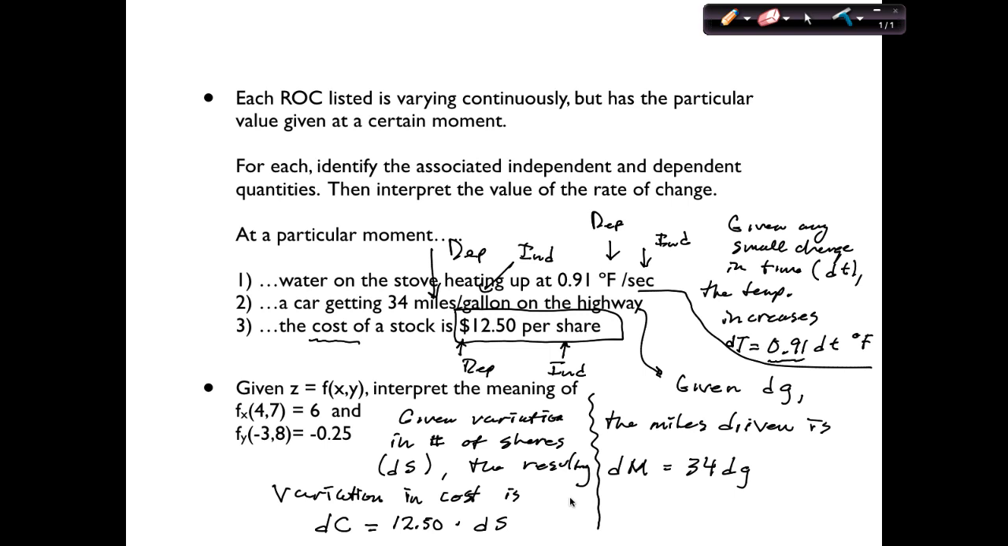Now that we practiced with these single variable situations, let's do the two variable situations. Try this. You're going to apply the same thing you did here, but they're not in context. They're just: partial with respect to x at (4, 7) is 6. Partial with respect to y at (-3, 8) is -0.25. Apply the same idea of rate of change to those and interpret those numbers, the 6 and the -0.25.